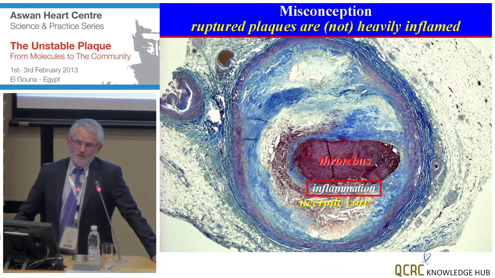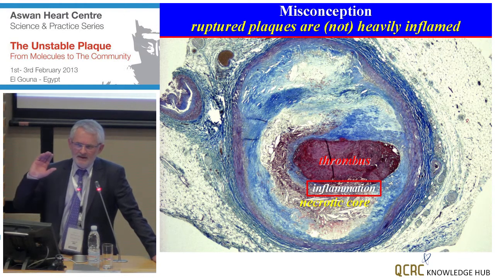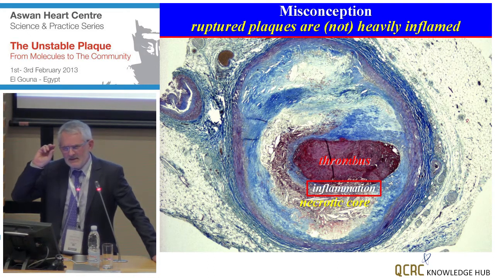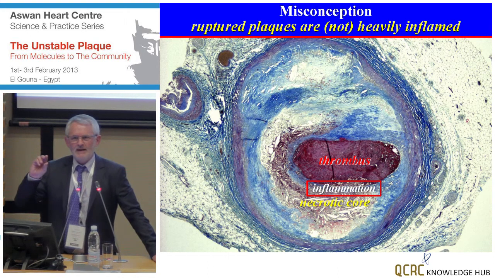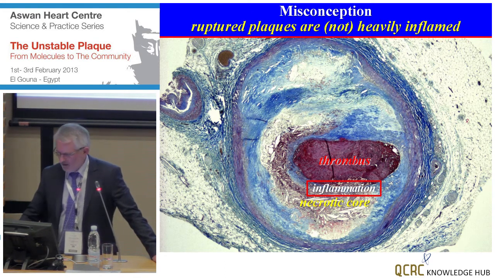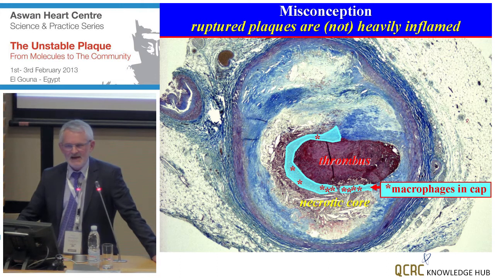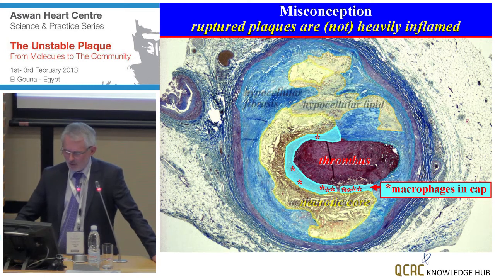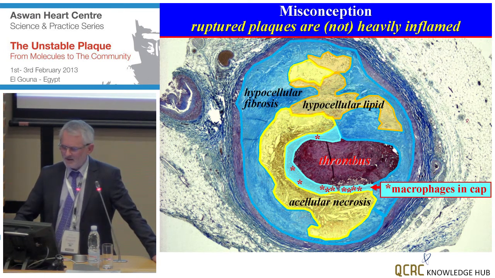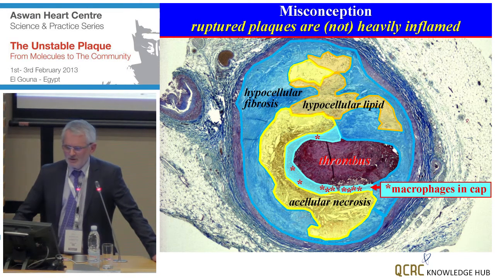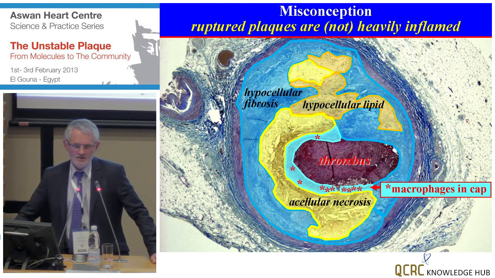But in fact, although inflammation probably plays an important role in the rupture of a thin fibrous cap, it is a misconception to say that ruptured plaques are heavily inflamed. What is heavily inflamed is this tiny structure, the thin fibrous cap. It is located next to a necrotic core. It is acellular, and there is a lot of hypocellular lipid material without inflammation or dense fibrous tissue. So the only thing that is heavily inflamed is, in fact, this tiny structure. So the cap is inflamed, not the plaque.